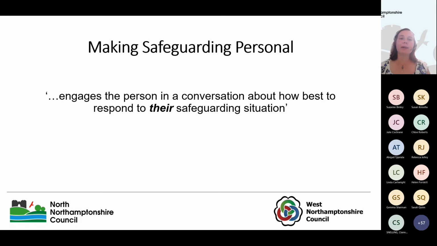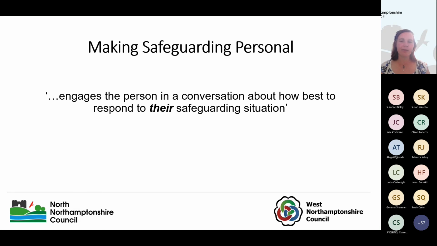And one of the things we've talked about all the way through is making sure we make safeguarding personal. This was another thing that came in with the Care Act, and it's around making sure we engage the person in a conversation about how best to respond to their safeguarding situation. One of the things found before the Care Act came in was that we were very good at making people safe, but we didn't always think about what they wanted. It was what we thought was safe, and that's not always what the person wants.